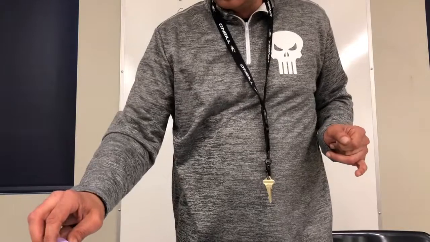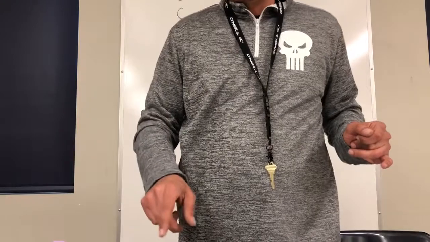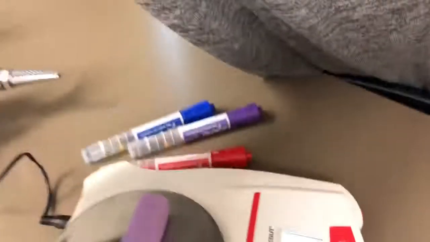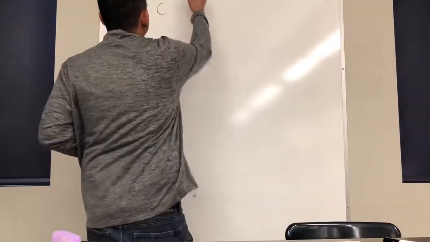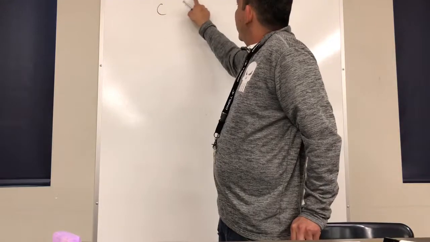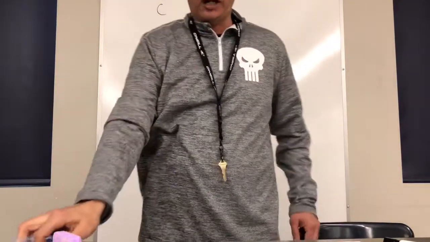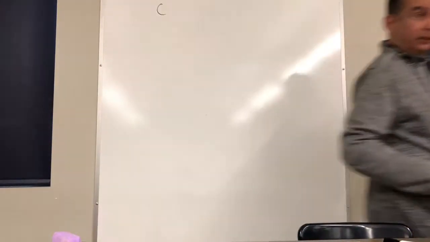So here I have a piece of chalk again. Now, let me place this back on the balance. 19.89. So after that, I've come back into the classroom with 19.89 grams of chalk remaining, meaning whatever the difference between 27 and 19 is how much is left outside.